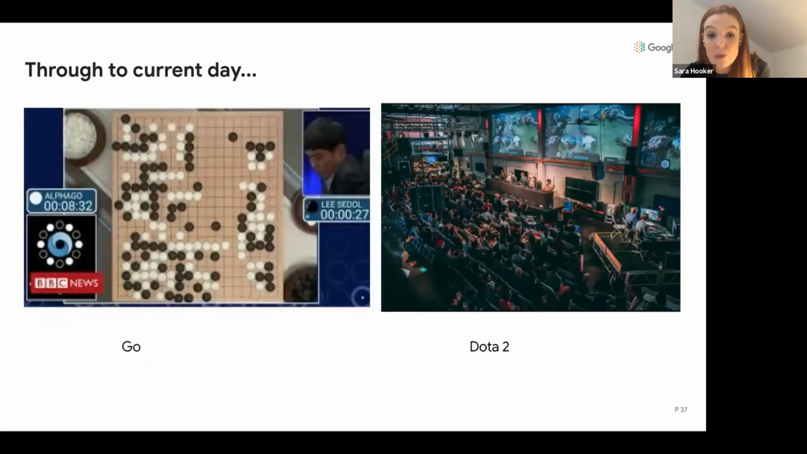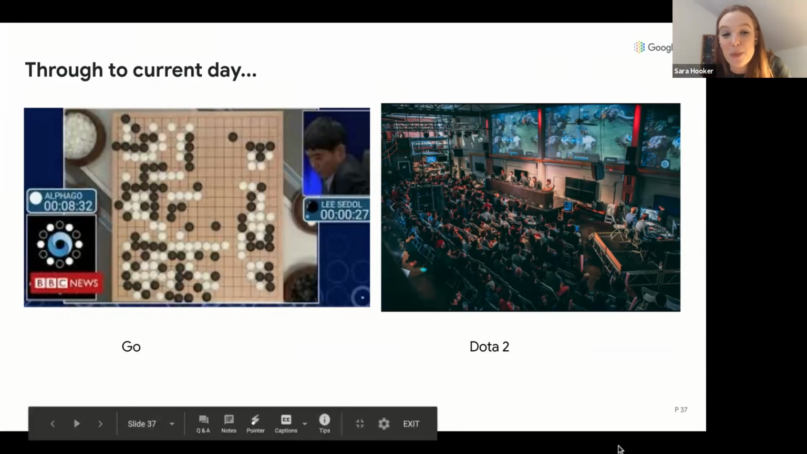And through to current day. So this is Go and this is Dota 2. I was actually in the audience at Dota 2. So perhaps if you peer very closely, you'll see a spot of red somewhere. But these are, again, agents competing against human performers. And 1956, thank you, Nia, thank you, Kevin. So it was in 1956 that Arthur Samuel's program beat checkers.